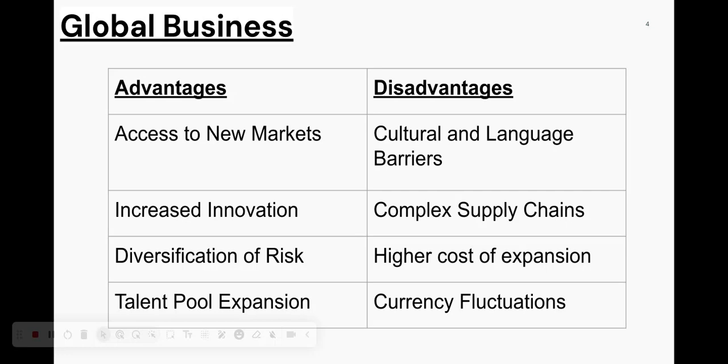If you're going global in a country, for example, that may not speak the same language as you, obviously it's going to be a lot harder to communicate, and it's going to be a lot harder to solve problems with that company and come up with strategies to help your company. It's just going to be a lot harder.